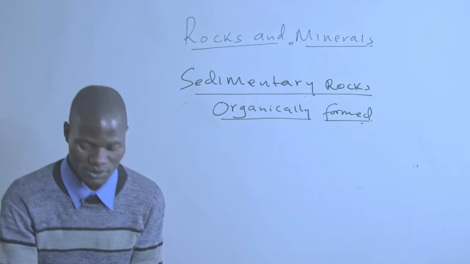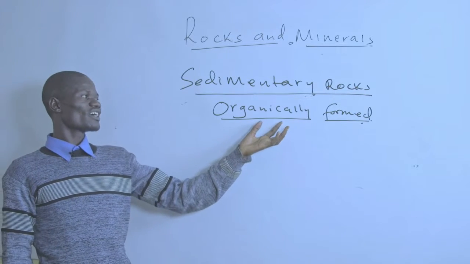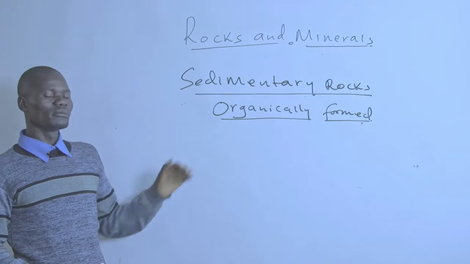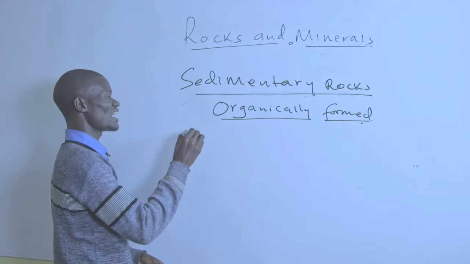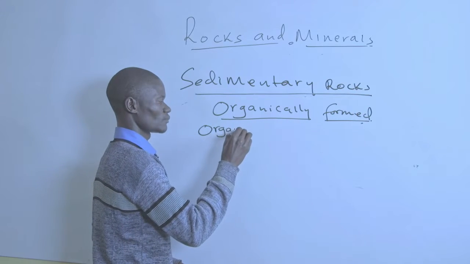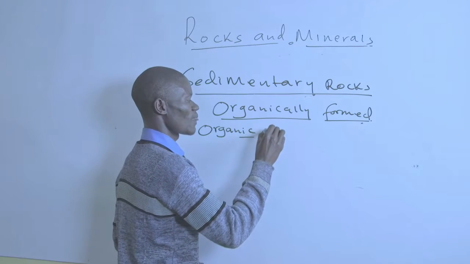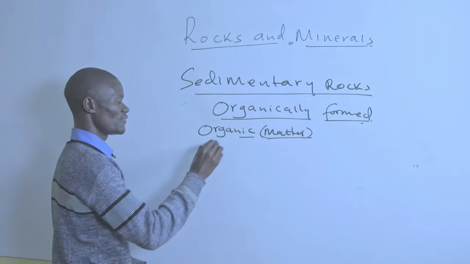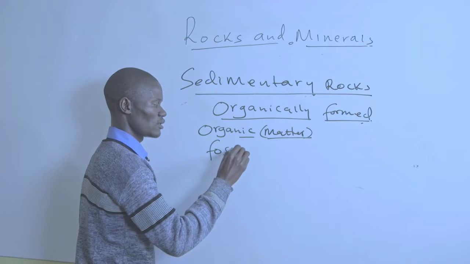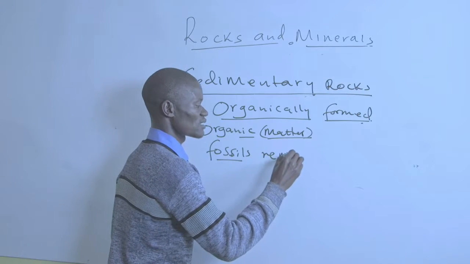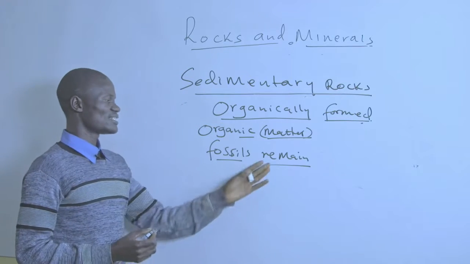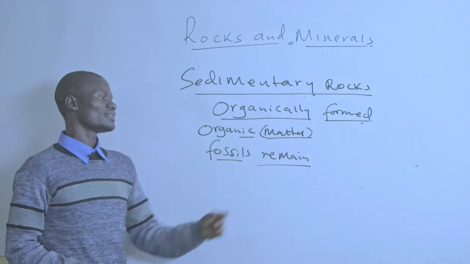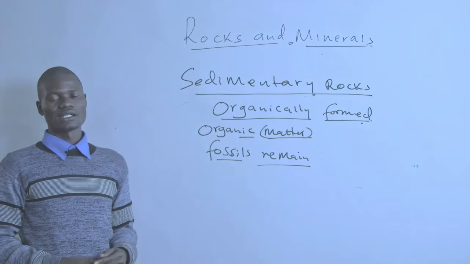Organically formed sedimentary rocks. From the word organic, we get that these are the rocks that have been formed as a result of organic matter. And what type of organic matter are we interested in here? The fossils, the fossil remains, and this includes the dead plants and dead animals that actually died a long time ago.